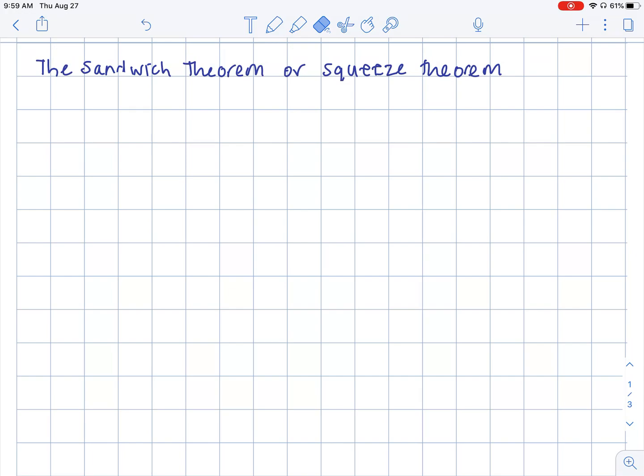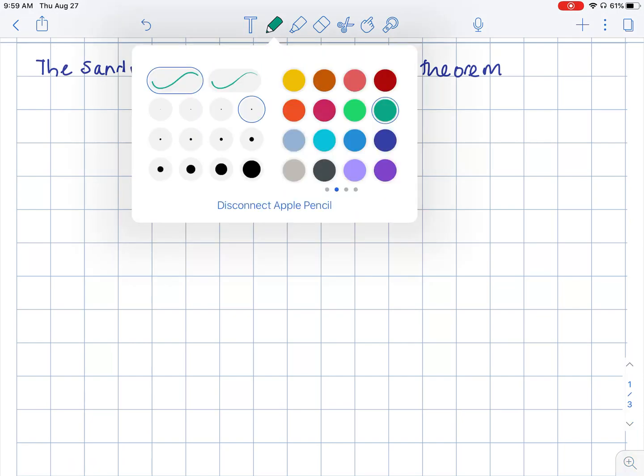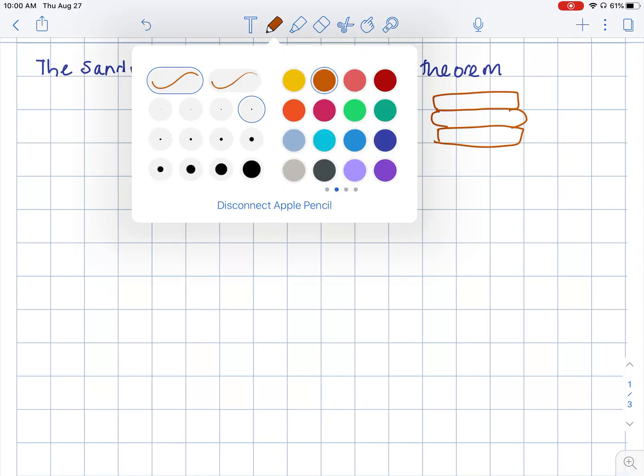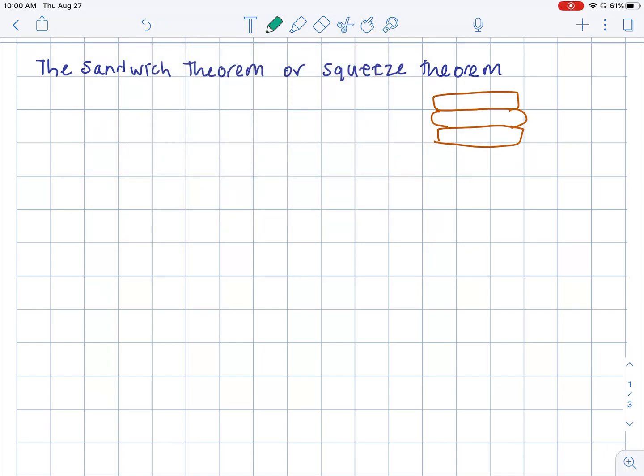So what I'm going to do is draw a bologna sandwich. When you think about putting together a sandwich, you need the two pieces of bread, then you need the bologna in between. That kind of looks like a hot dog, but that's okay. The way I'm going to describe it is we have the top bread, we have the bologna, then we have the bottom bread.